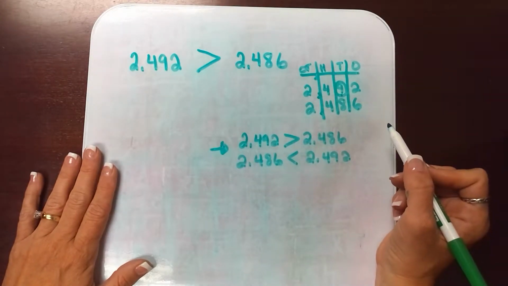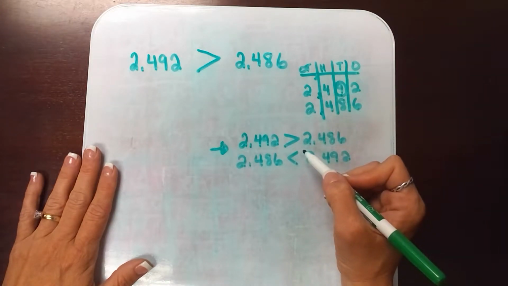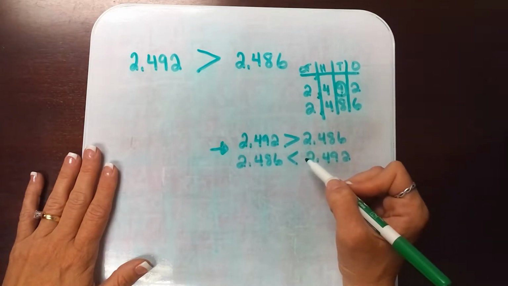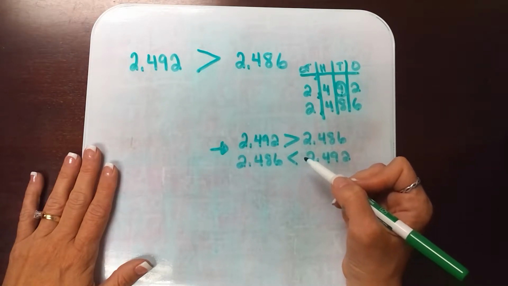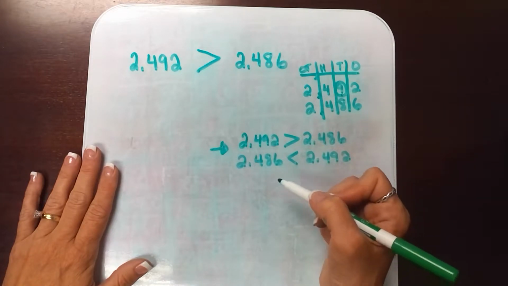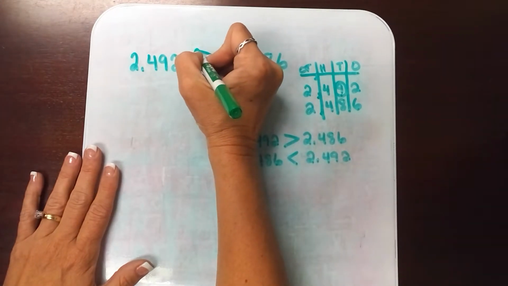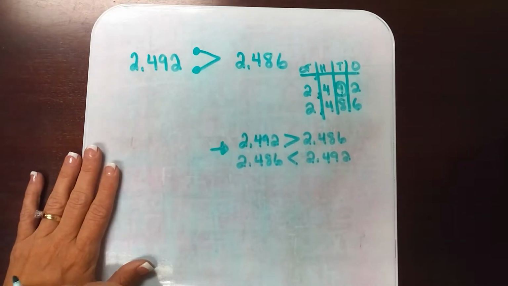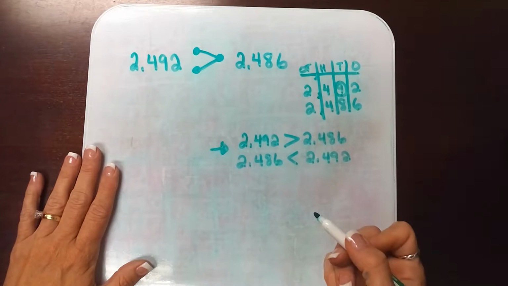Remember, with the symbols, do not allow students to use alligator, Pac-Man, anything like that. We want students to be able to recognize these symbols and use their correct mathematical name. Now, if students have a hard time determining which symbol to use, there are a couple things you can do. You can use the 2 dot, 1 dot method. 2,492 was larger, so we put 2 dots next to that number, and we put 1 dot next to the smaller number to create our symbol.